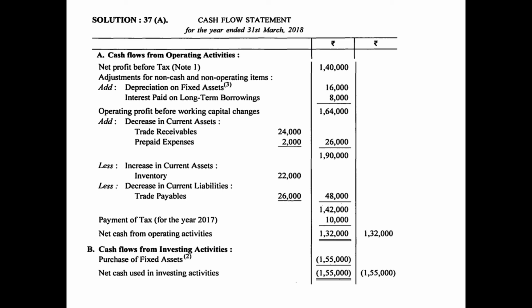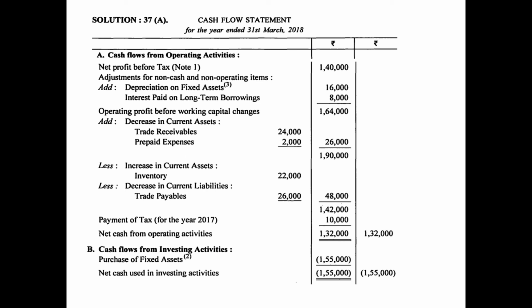Since there is no other item of non-cash and non-operating nature, we have simply added it, and we have got operating profit before working capital changes as 1,64,000. Now we have to do the adjustment for current assets and current liabilities. To this we have added the decrease in current assets, that is trade receivables 24,000 and prepaid expenses 2,000. That means a total of 26,000 is the decrease in current assets, which is to be added to 1,64,000. So we have got 1,90,000.